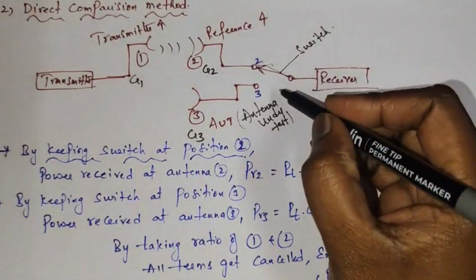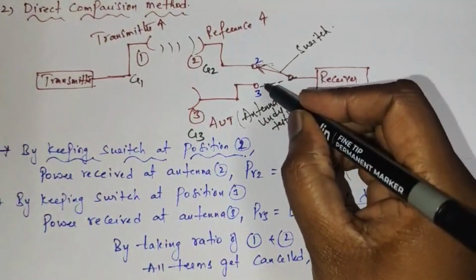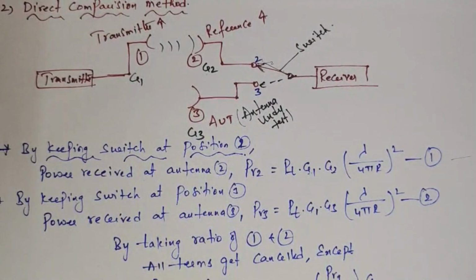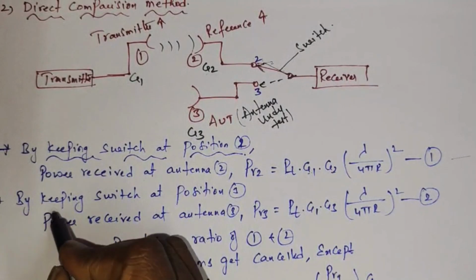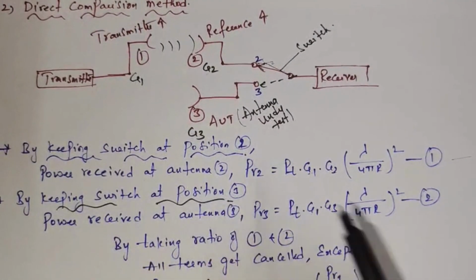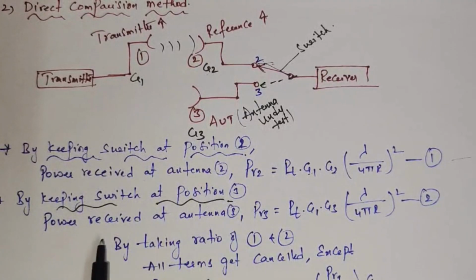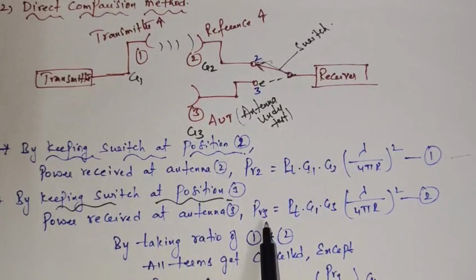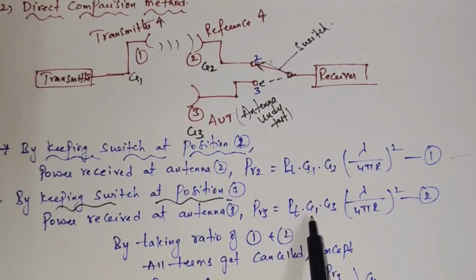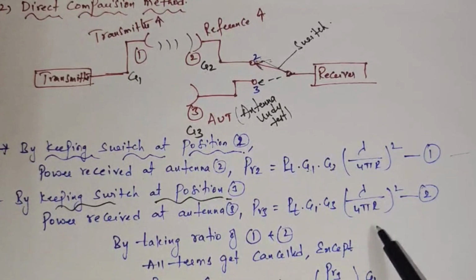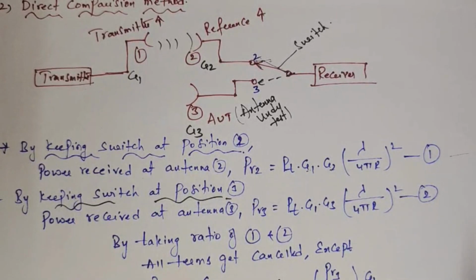Next, connect the switch to antenna 3, that is the AUT. By keeping the switch at position 3, we are measuring the power received at antenna 3. PR3 is equal to PT into G1 into G3 times lambda by 4 pi R whole squared. Let it be equation 2.